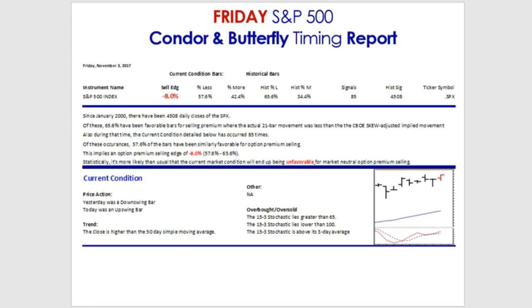Okay, that's a favorable situation. It happened about 2/3 of the time. 1/3 of the time, it was unfavorable, where the actual movement was more than what was being implied. So that's the baseline we want to remember.